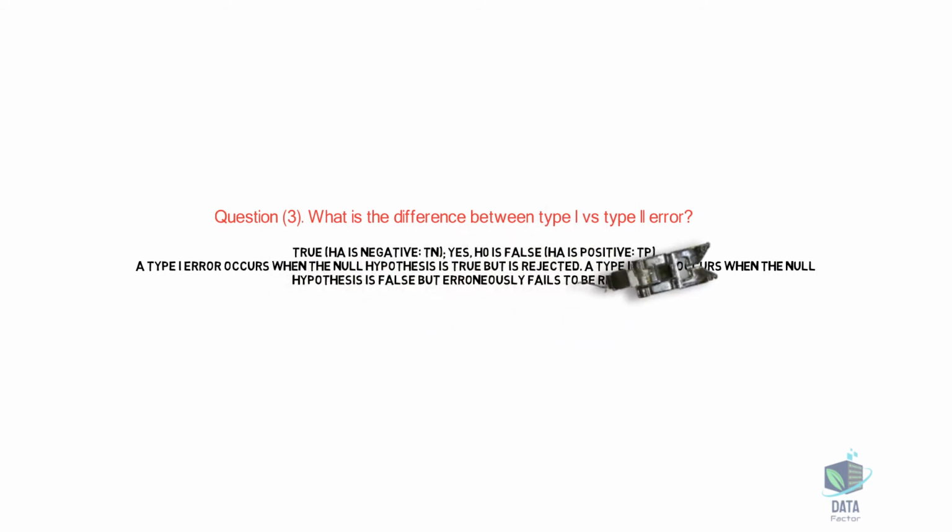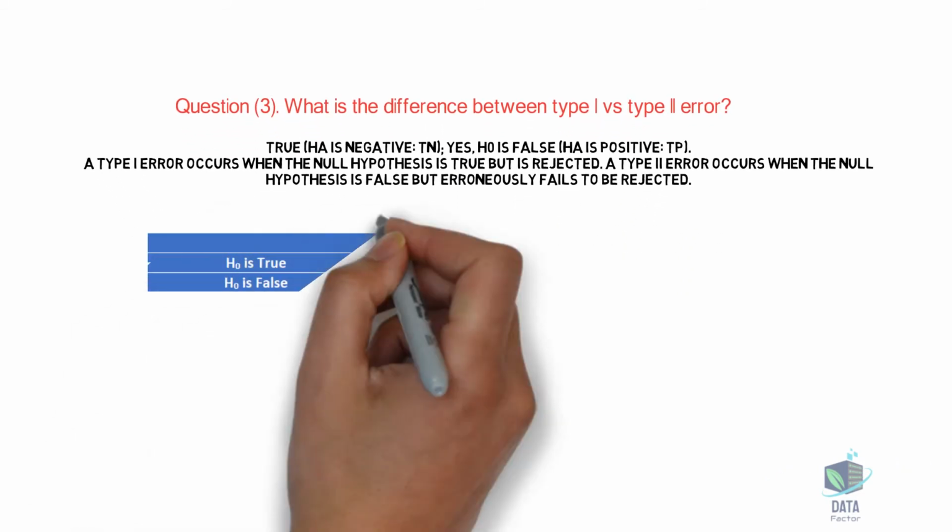Here is the chart of type 1 versus type 2 error. From that you can easily understand it.